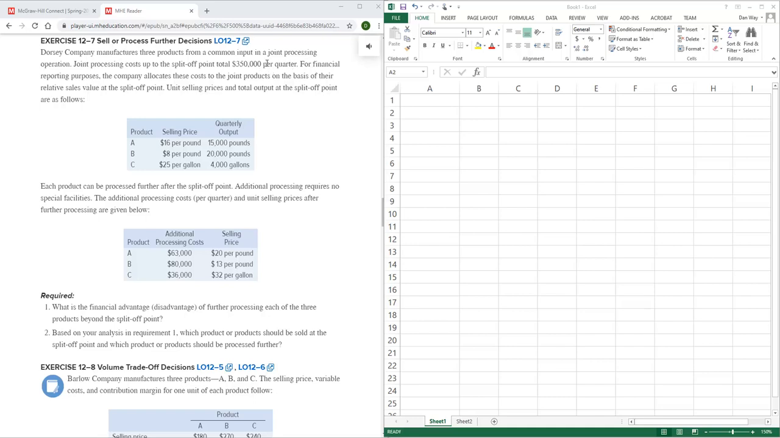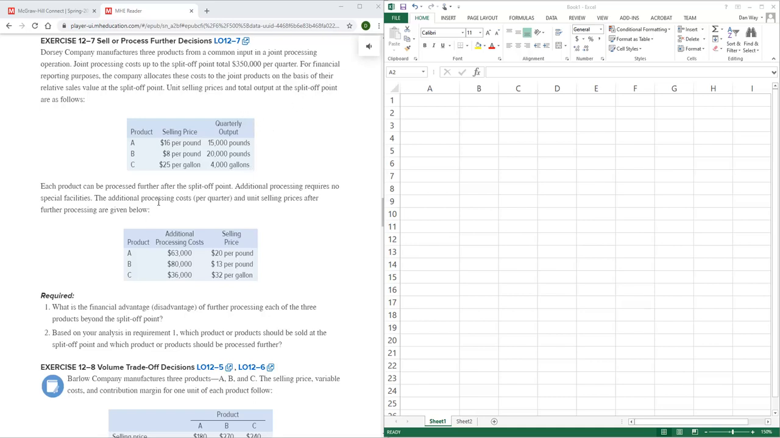You recall from your reading in chapter 12 and from our discussion of the notes that costs incurred up to the split off point become sunk costs and are always irrelevant for this decision of whether to sell or process further. Right? They've already been incurred up to that split off point, so nothing that's happening after that should affect anything as far as that goes. For financial reporting purposes, the company allocates those costs to the joint products on the basis of sales value. Fine. Unit selling prices and total output at split off are shown in this first box.